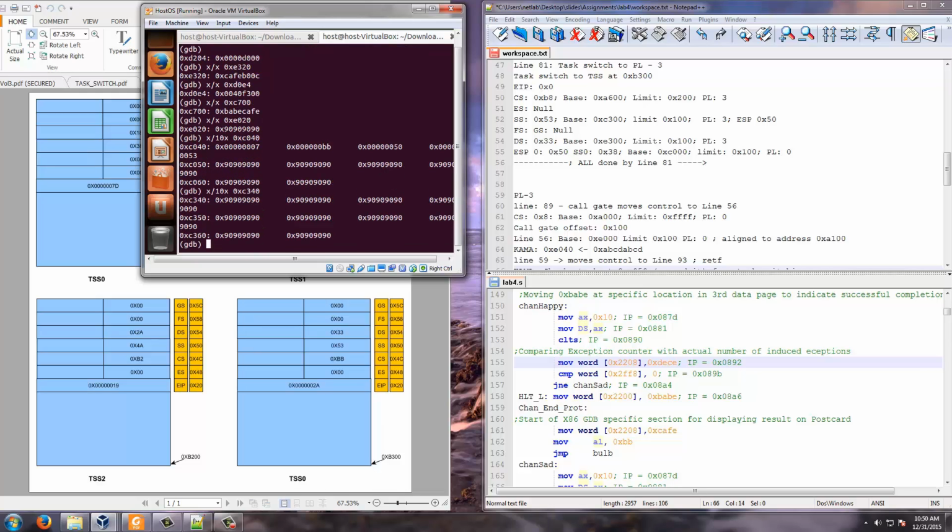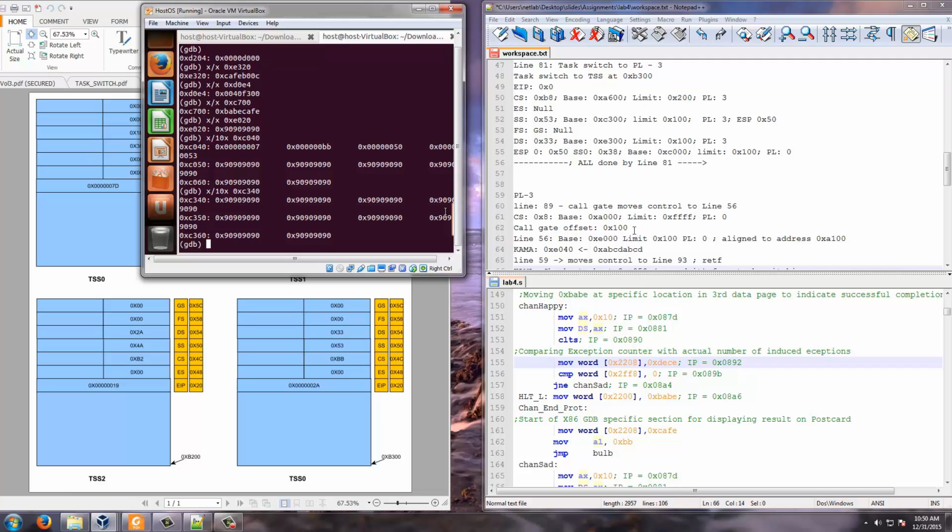C1300. If you see the PL3 stack, as you see, was C1350. So let us say S/10X C1340. That stack is never touched. It's still null. 90 is null, right?